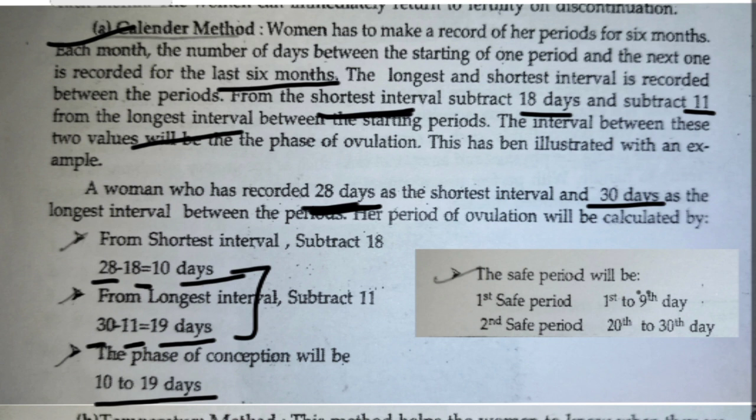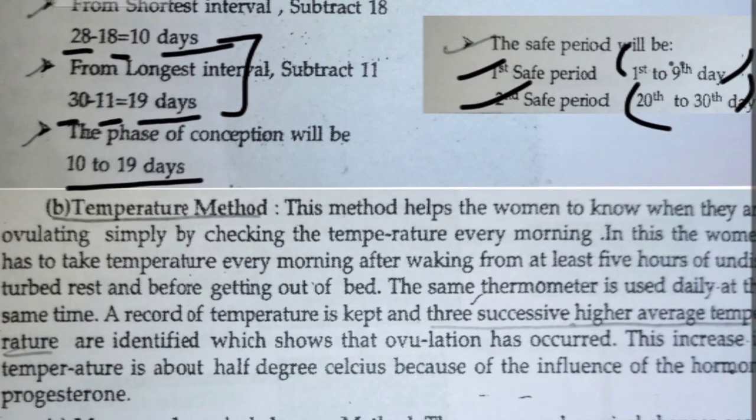In that period she can't have sex. She can have it before this and after this. That is, the first safe period is 1 to 9 days. The second safe period is 20 to 30 days. This is calendar method.